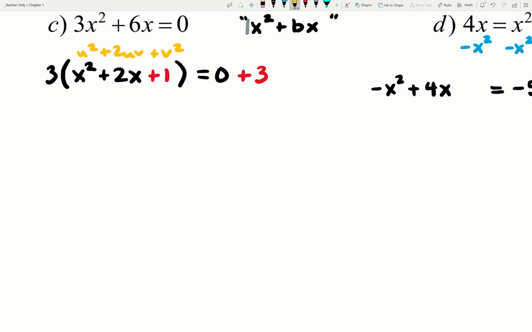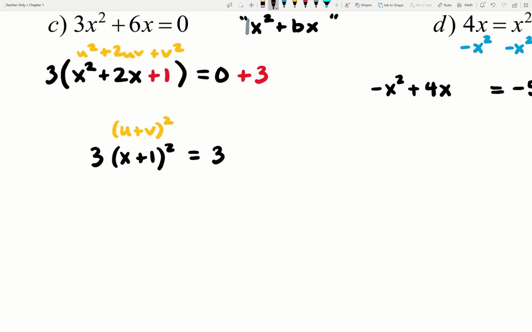And so, of course, if we have that form now going on, this would factor into u plus v all squared. And so I can rewrite the left-hand side as the 3 that I factored out times, it looks like that's going to be x plus 1 squared. And then on the right-hand side, I simply have 0 plus 3, and that's going to make 3.